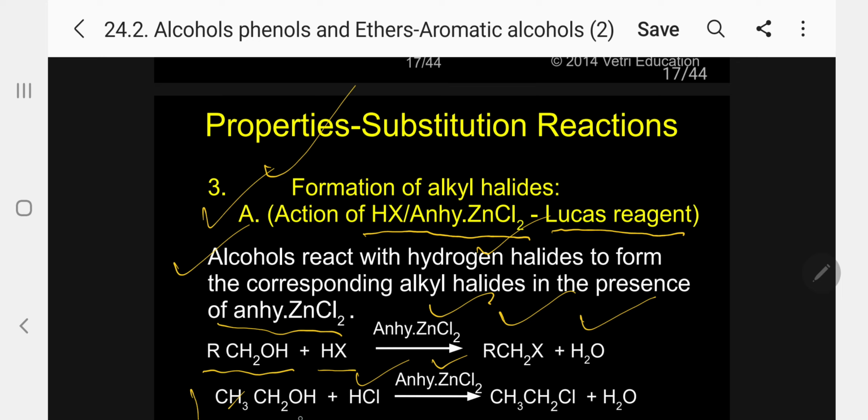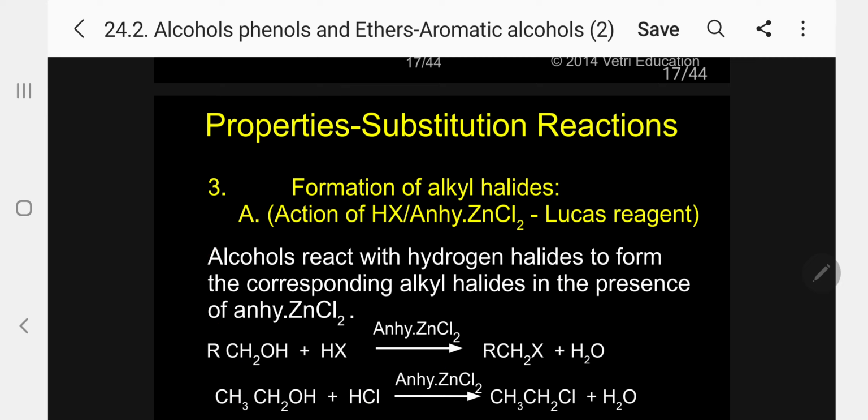So what will happen now? The OH, water, is getting eliminated. OH is substituted by Cl. So we are getting this ethyl chloride and water. It is a nucleophilic substitution reaction. Cl minus is substituting OH minus.